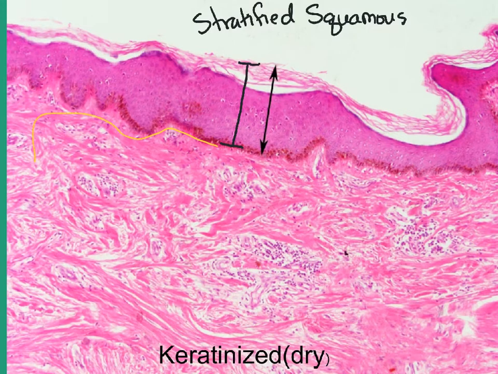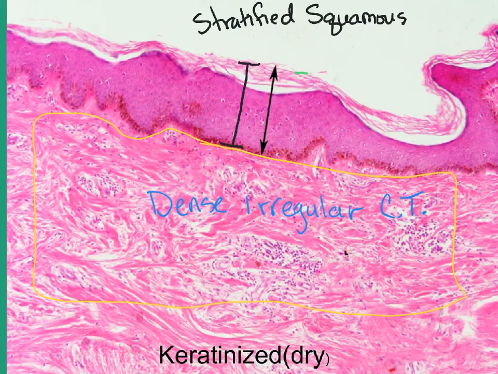And what is all this? Can you guys identify this type of tissue? It's something we've seen before. I'll give you a couple of seconds. And hopefully you all said dense irregular connective tissue. You've seen that before, right? Okay. So this is what we call keratinized stratified squamous, also known as dry stratified squamous. And let me tell you why.